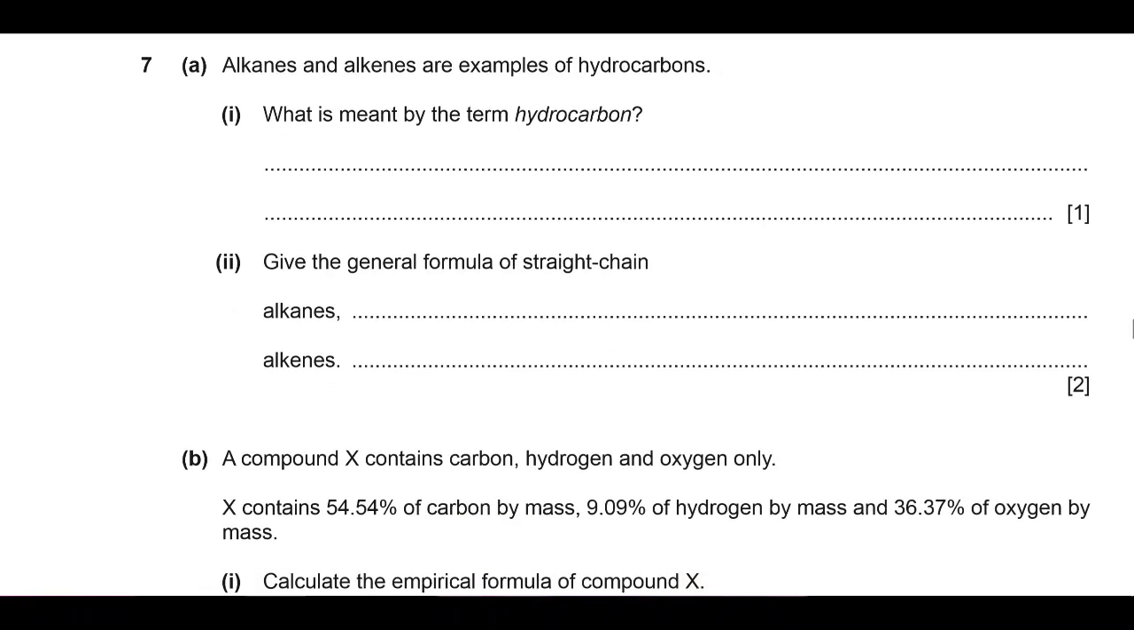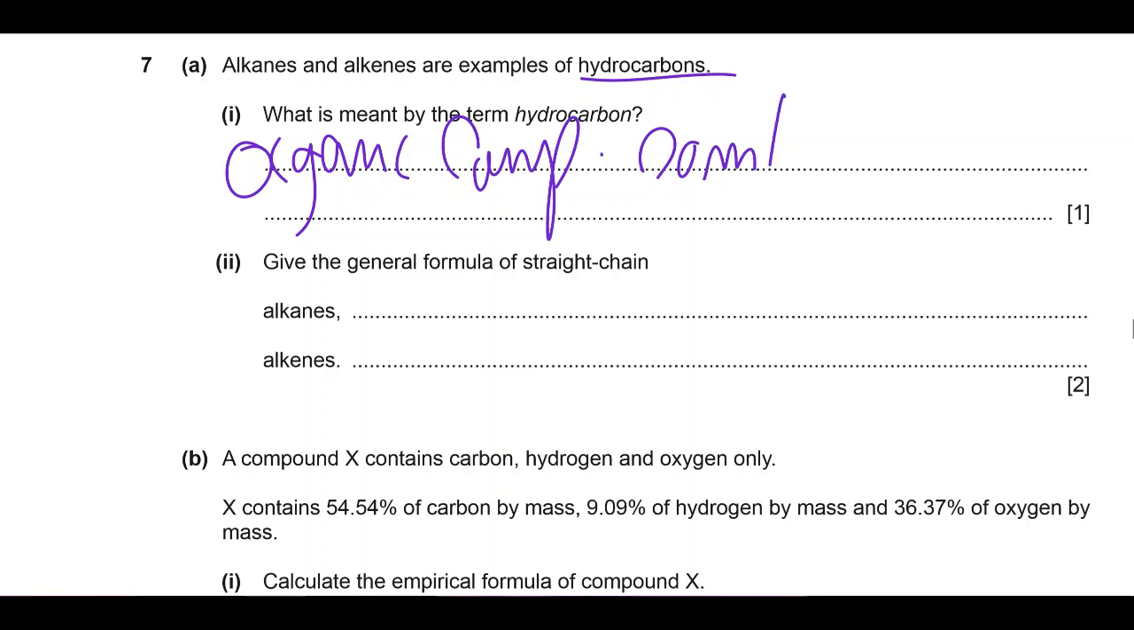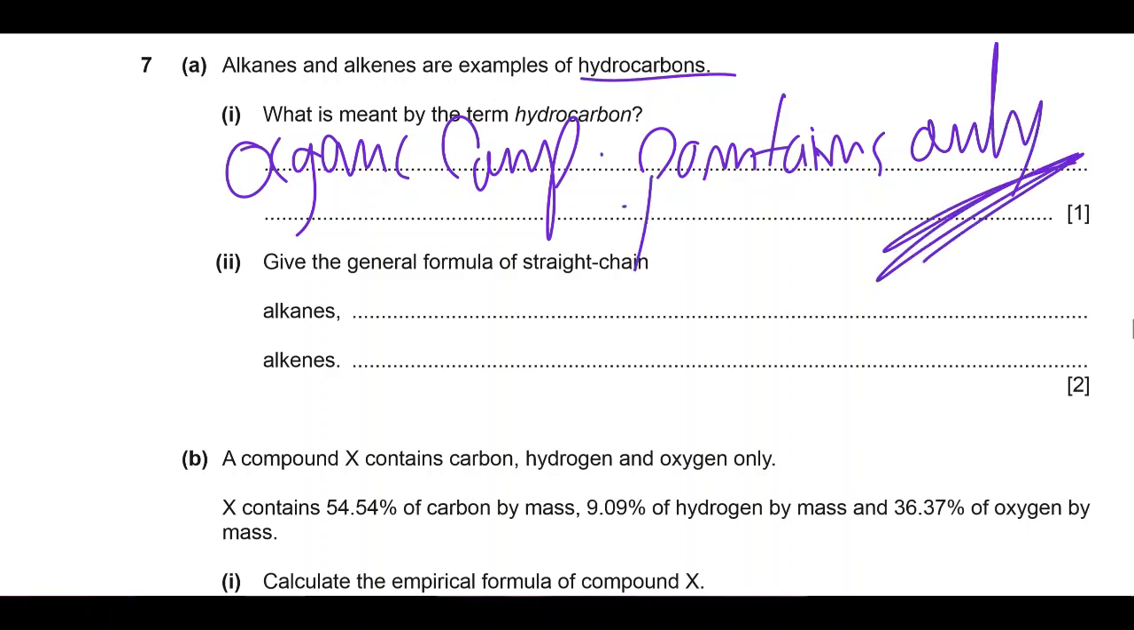Next question, which is the last question here, the question about alkane and alkene. So alkanes and alkenes are examples of hydrocarbons. Here, what's meant by the term hydrocarbons? So it's an organic compound that contains only hydrogen and carbon.